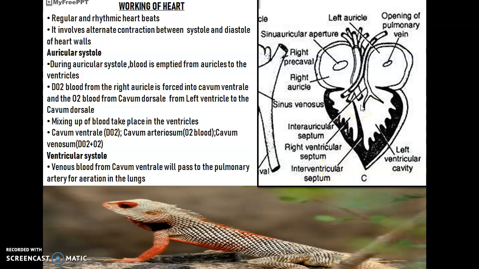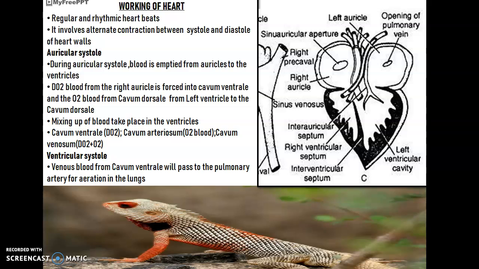So what happens? There occurs a mixing up of blood. We know that the right part is mainly concerned with the deoxygenated blood and the left part is mainly concerned with the oxygenated blood. As it is incompletely divided, there occurs regular mixing of these two different types of blood. So the cavum ventrale generally consists of deoxygenated blood, the cavum arteriosum generally consists of oxygenated blood, and the cavum venosum generally contains both deoxygenated as well as oxygenated blood. So this is actually what happens during auricular systole.